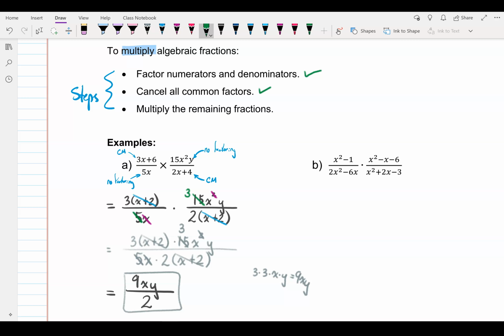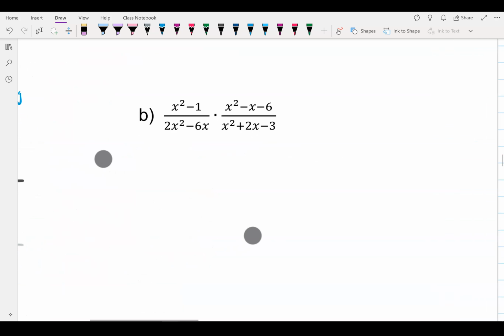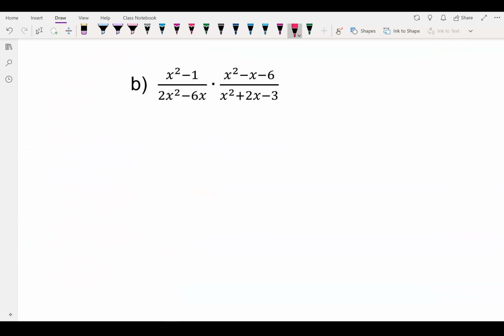And then multiply the remaining fractions. That was when I saw, on top, that I had a 3 and a 3 and an x and a y. I multiplied those together, got 9xy. And then the bottom, if there was anything left besides a 2, I would have multiplied it, but there wasn't, so I didn't. That's the whole step. So B, I would like you to try yourself. I'm going to give you a hint as to how to set it up. This is the final answer.